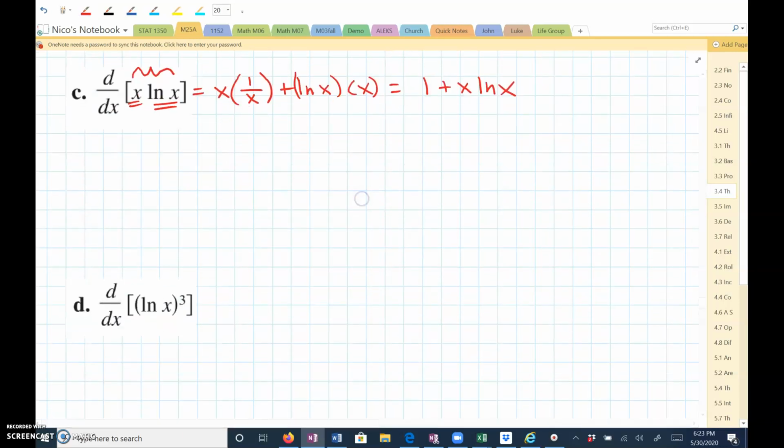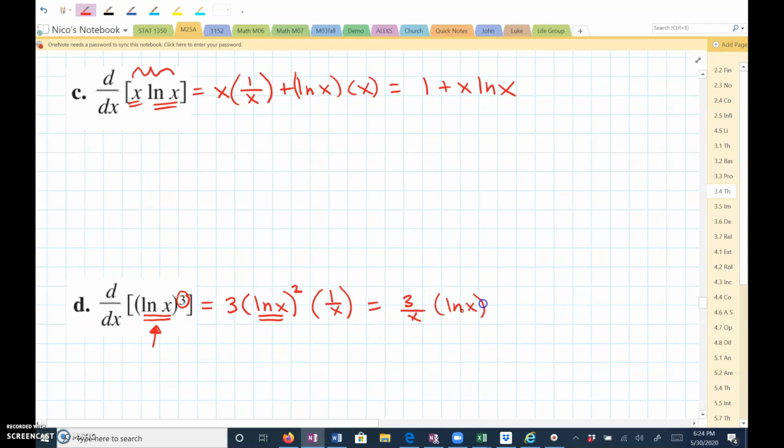All right, let's look at part D. Part D, again, we're going to do the chain rule. This is going to be a power function with the natural log being plugged into that power function. So we're going to do the power rule to start. You're going to do 3 times the natural log of x squared, because you would do 1 minus there. And then you have to take the derivative of the inside function. The derivative of the natural log of x is 1 over x. So this would end up being 3 over x times the natural log of x squared.